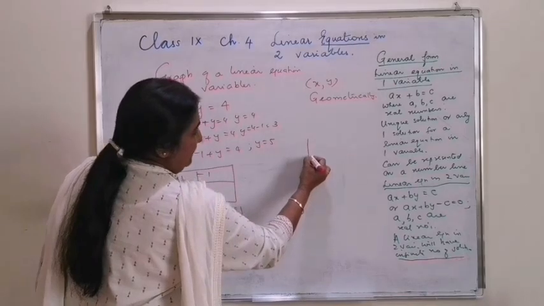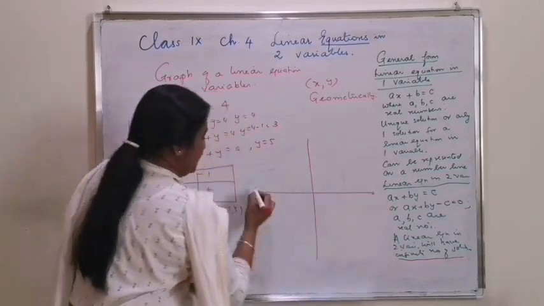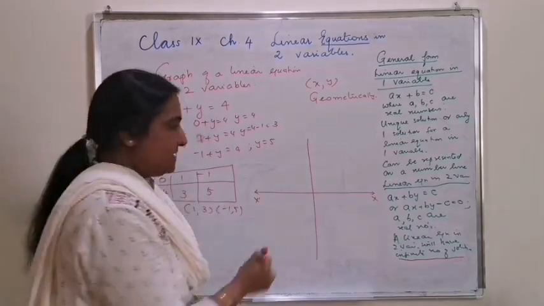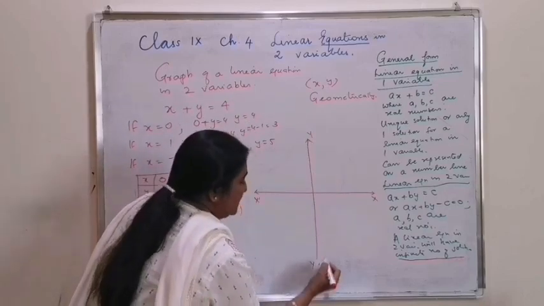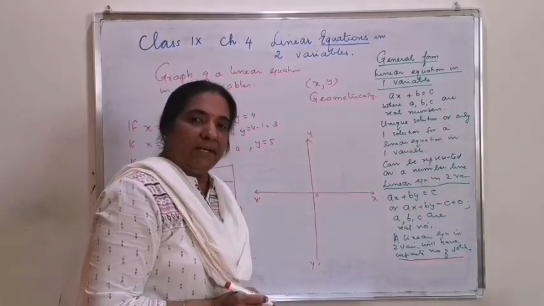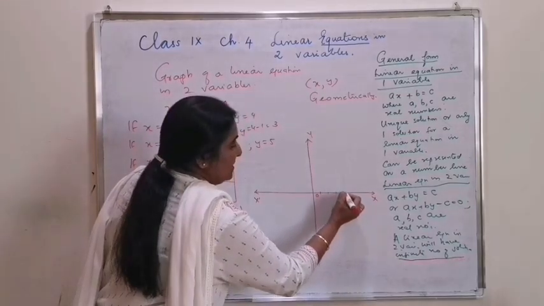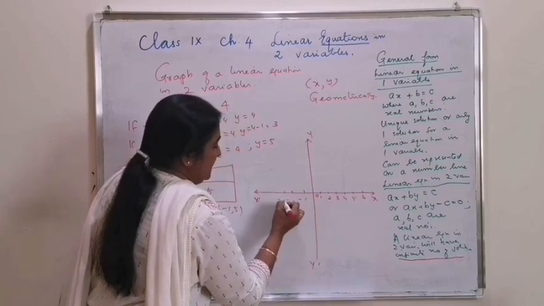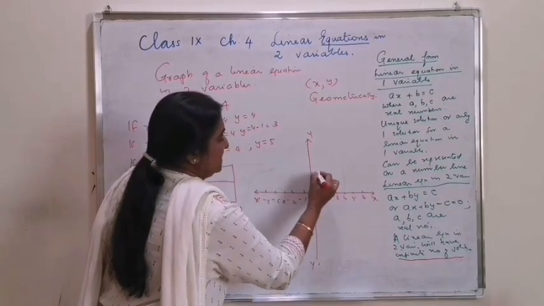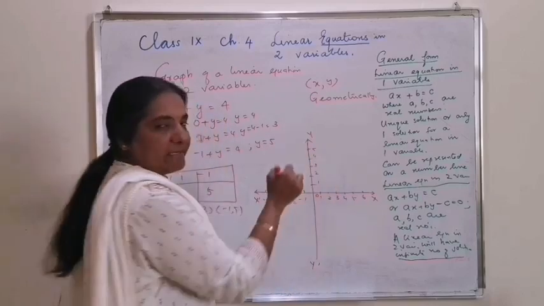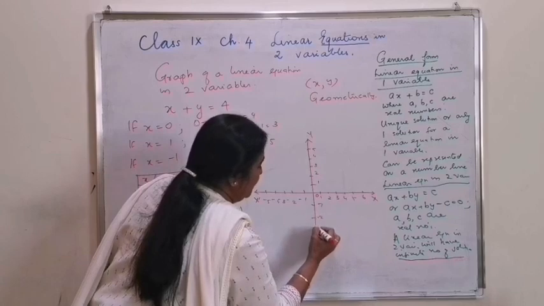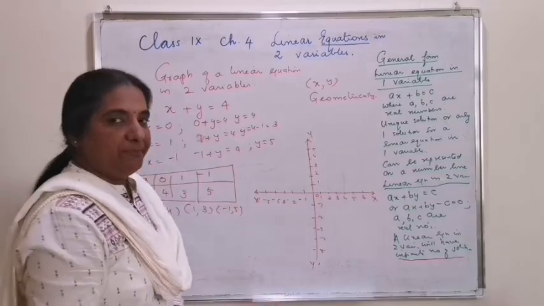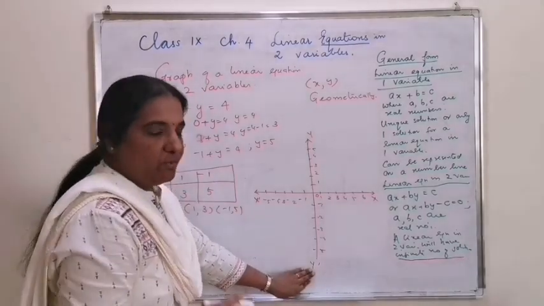The coordinate system has two perpendicular lines. In the graph paper, x dash represents the x-axis, and y dash represents the y-axis, the vertical axis. Here is the positive direction of the x-axis and the negative direction of the x-axis. Positive 1, 2, 3, 4, 5 on the y-axis, and negative 1, 2, 3, 4 on the negative direction of the y-axis.